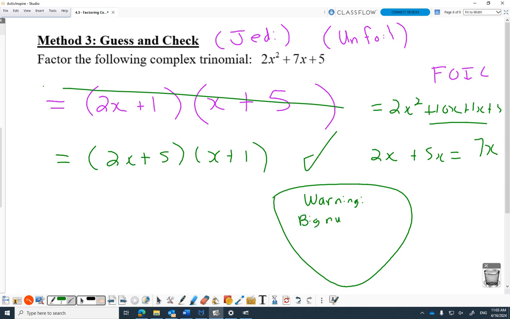Big numbers are challenging here. Decomp people are going to be zipping through big numbers. Big numbers aren't going to bother them that much. But big numbers here are going to be a challenge.